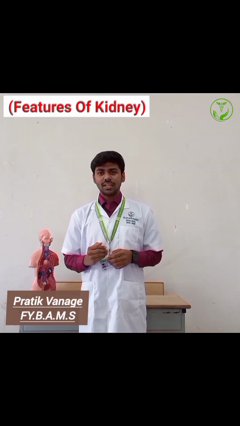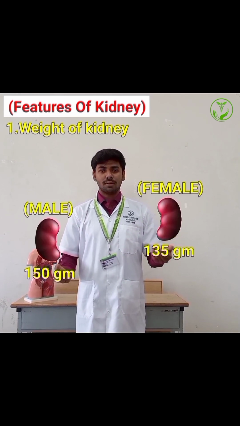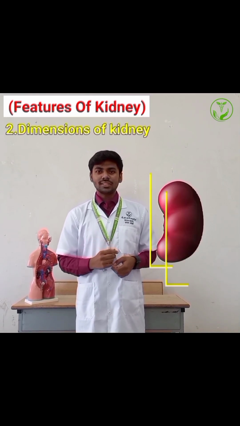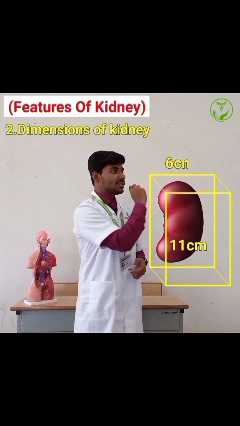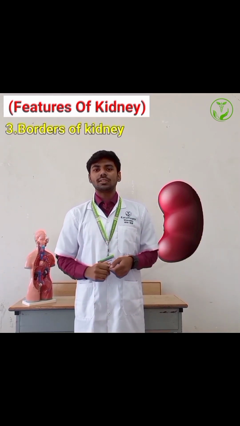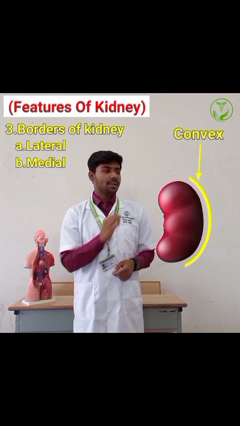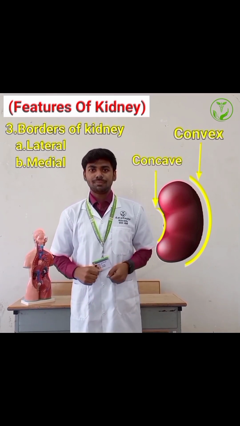Now, the features of the kidney. Let's talk about the weight. The weight of the kidney differs in males and females. In males, it is about 150 grams and in females, it is about 135 grams. As we all know, each kidney is a bean-shaped structure, so its dimensions are 11 cm, 6 cm and 3 cm respectively. Let's talk about the borders. Each kidney has two borders, the lateral border which is convex shaped and the medial border which is concave shaped.